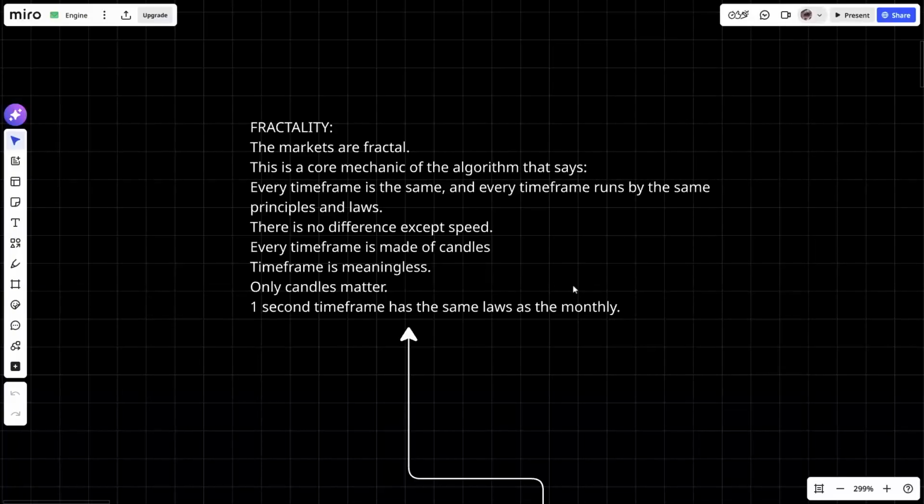You've heard many times that traders will tell you, hey, don't go on the 1 minute, it's gambling. Don't go on the 5 minutes, it's gambling. Higher time frames are higher probability. That's completely and utterly nonsense. Completely and utterly bullshit. Every single time frame moves exactly the same way.